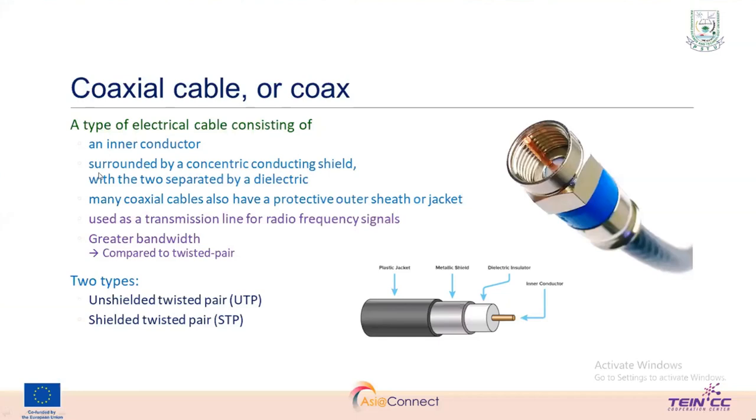Many coaxial cables also have a protective outer shield, called a jacket. They are used for radio frequency signal transmission, with greater bandwidth compared to twisted pair cables.